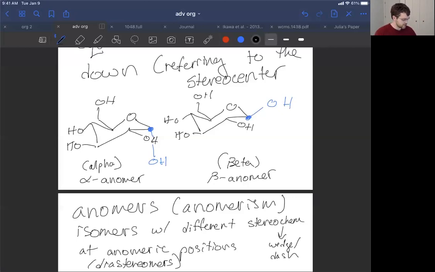Now if we look at percentages, we said that greater than 99% was the closed form. Which one's dominant? Of that greater than 99%, we're at 37.3% of the alpha form, and then 62.6% beta, likely from the stabilization of the equatorial substituent, amongst some other effects. So we get a greater percentage of the beta, and if you do the math, you're missing about 0.002%, and that comes from the open chain form, which barely exists at all, but allows us to interconvert between these two and establish an equilibrium.